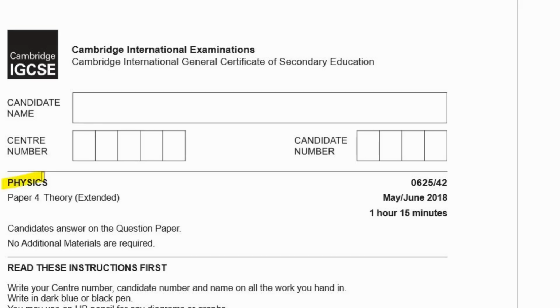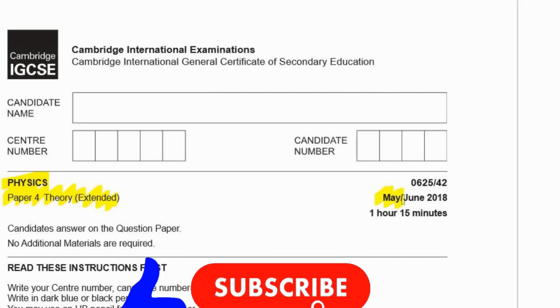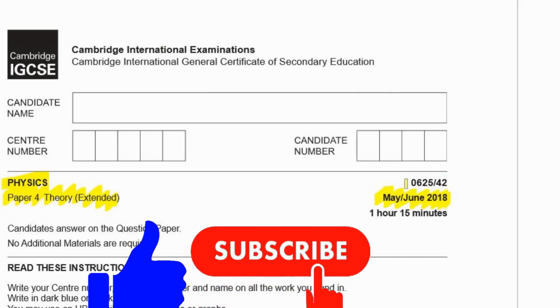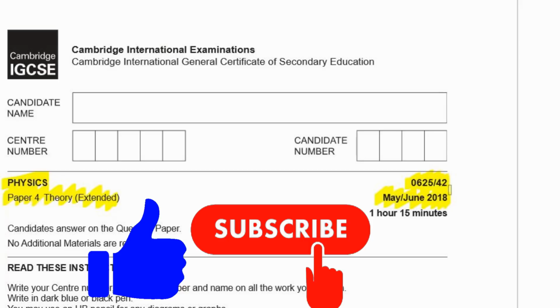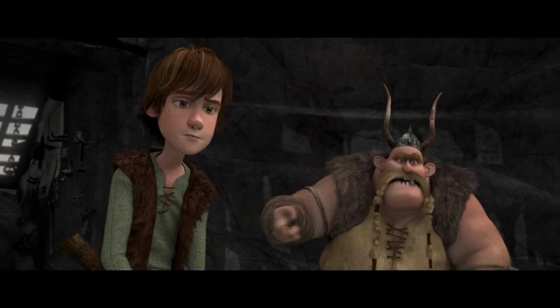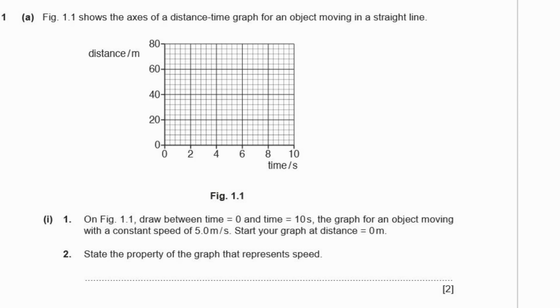Right, today we're going to cover Physics Paper 4. This is from May-June 2018 and it's variant 2, so the code is 0625/42. Now this is for the Cambridge IGCSE from Cambridge International Examinations. Alright, let's begin. Let's get started! Question number 1.